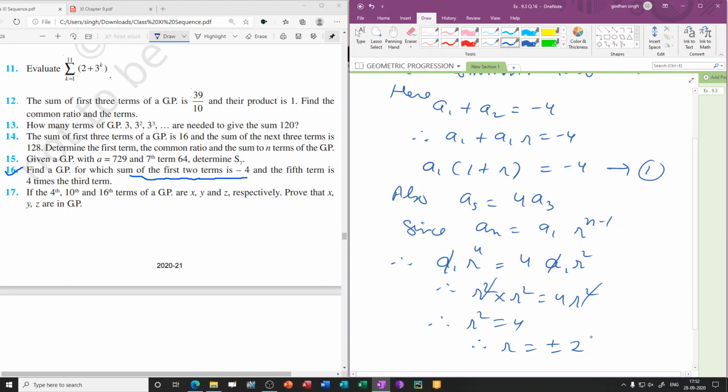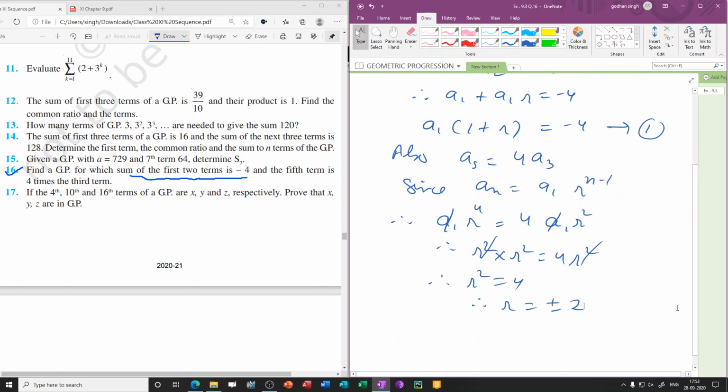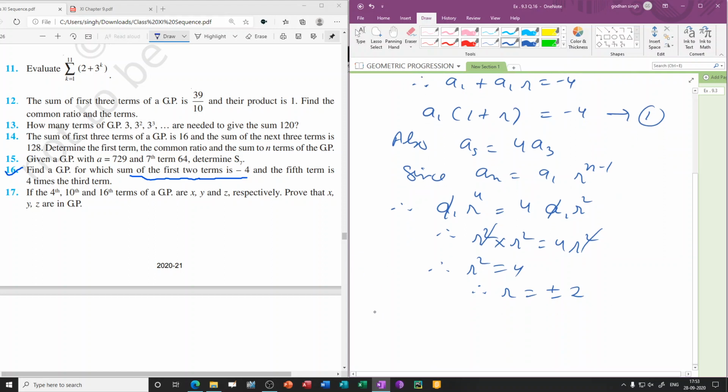So now there will be two cases, and here what we have to do is find the GP. For GP only two things are required, that is A1 and R. So we have got R, but we have got two cases for R, that is plus 2 and minus 2. So we'll have to solve for both the cases. Now let us take case 1. Case 1, R equal to 2, and in this case let this be suppose say 2.